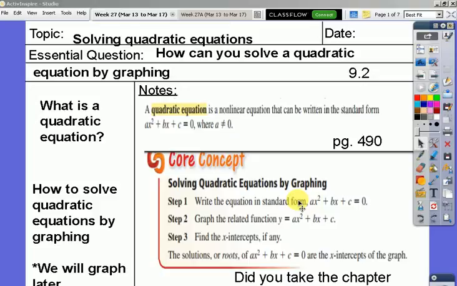It says graph the related function. I'm not going to require you to graph that because we don't know how to graph it quite yet. Find the x-intercepts, if any. Those x-intercepts are your solutions. We should already know how to do that by setting the equation equal to 0. The solutions or roots are the x-intercepts of the graph, so that's nothing new. So we're going to take a look, just sort of reinforcing the concept because it is so important.